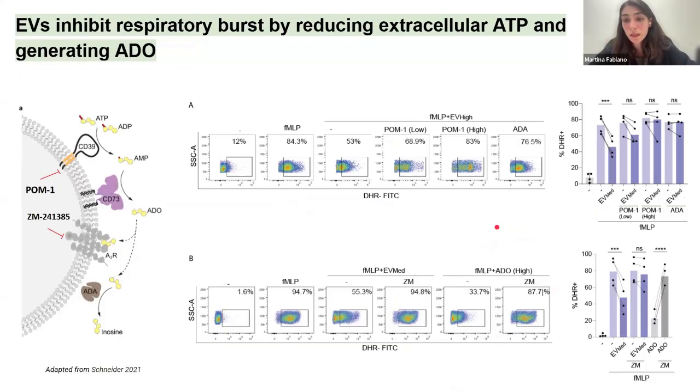As a positive control, you may see here in the right panel, we used adenosine by itself in order to corroborate that it could modulate neutrophils' reactive oxygen species production, and it was also reversed. So, to conclude this part, we demonstrated this way that adenosine and both enzymes CD39 and CD73 are key for regulating neutrophils' immune response.